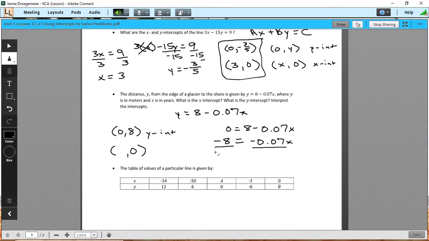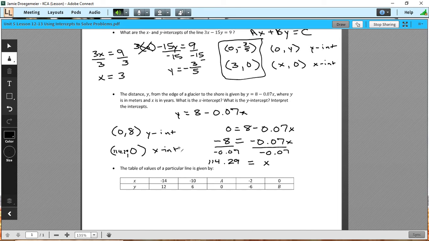Then to solve for x, I need to divide each side by negative 0.07. When I do that division, negative 8 divided by negative 0.07, I get x equals about 114. I'm going to round it to two places, 114.29. So that 114.29 would be my x-intercept.